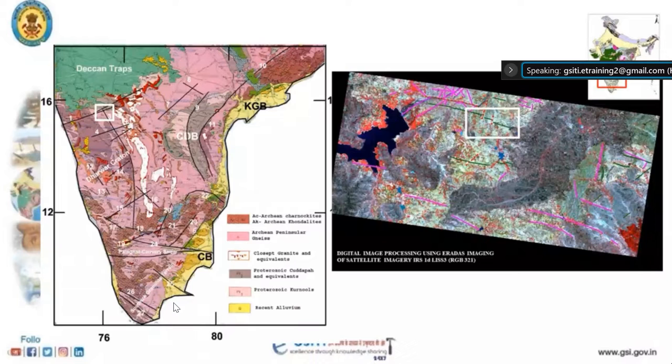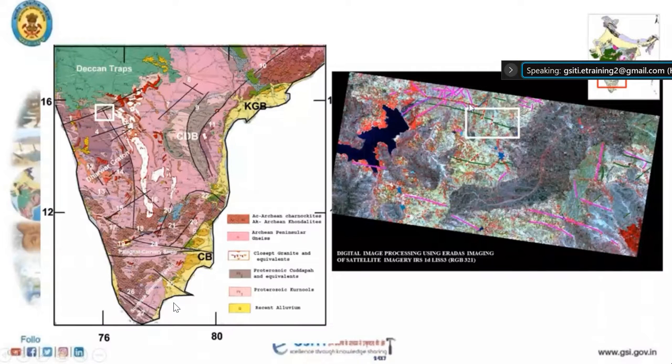And also, if you follow my cursor to your top part where the pink lines are concentrated, you can see that there is a large concentration of pink lines. This area is from your Krishna lineament zone, where many of the diamond bearing pipes have been discovered. So these are the places where we generally look for diamonds.